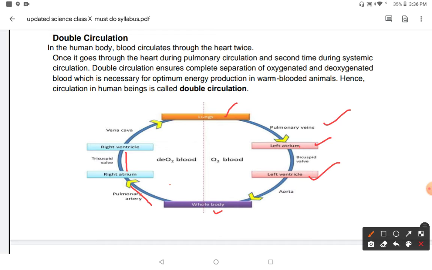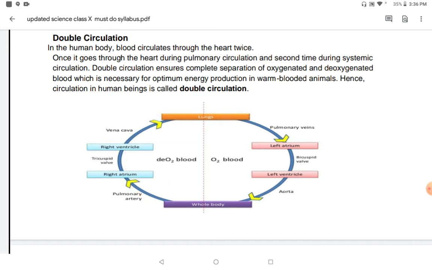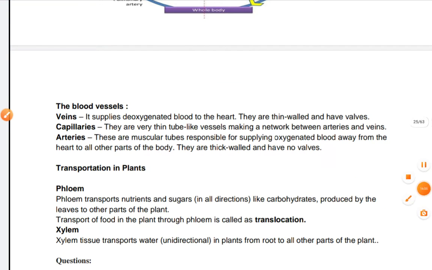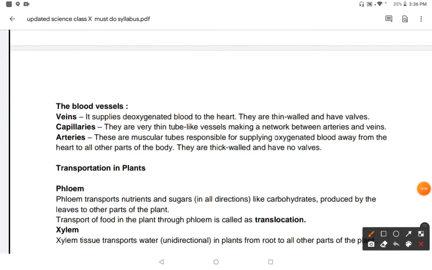Deoxygenated blood goes to the lungs again and is purified again. So this process occurs in the heart, and there are three blood vessels in the human heart. First is veins. Veins carry deoxygenated blood to the heart, and they are thin walled and have valves. And capillaries, they are very thin tube-like vessels making a network between arteries and veins.